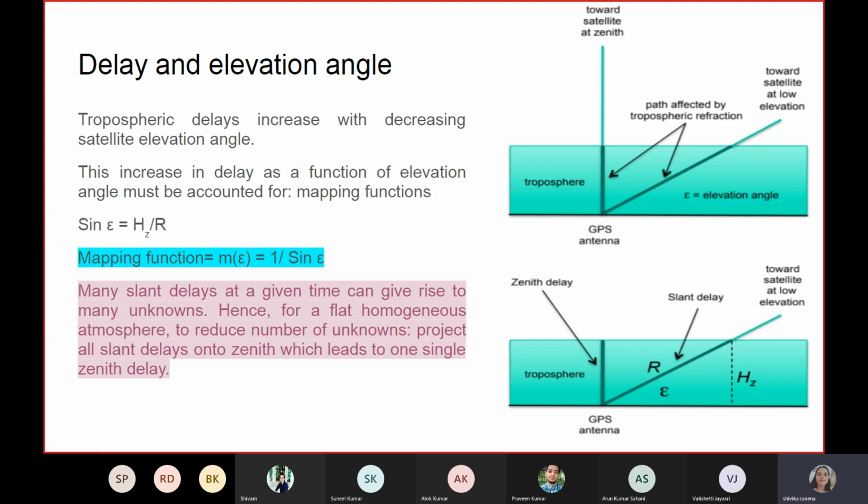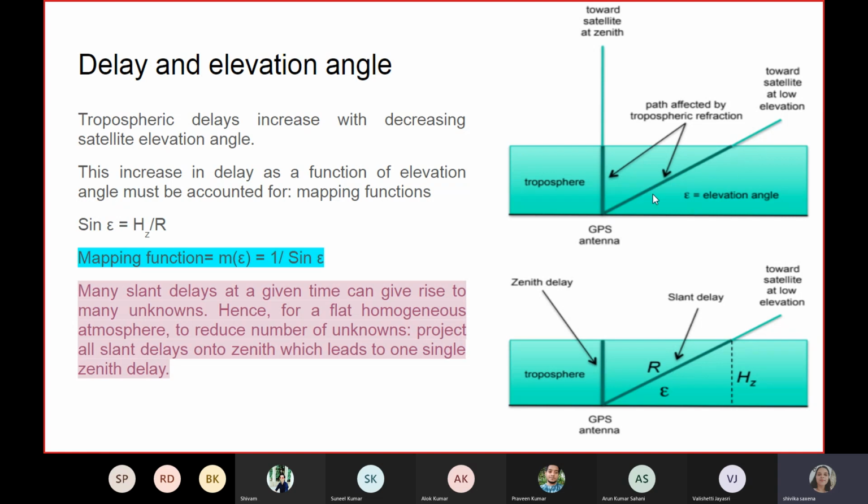Here we discussed the relation between the delay and the elevation angle of the satellite. So the smaller the elevation angle, the more will be the delay. As you can see, a smaller elevation angle means the path will be more slanted, more inclined. That means more distance is traveled by the signal from satellite to the receiver.